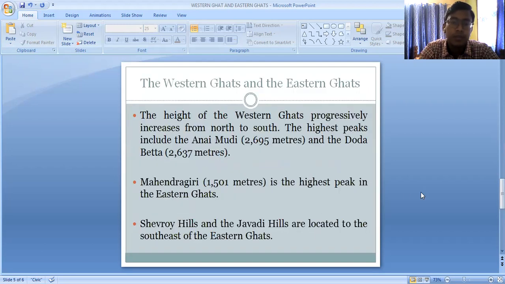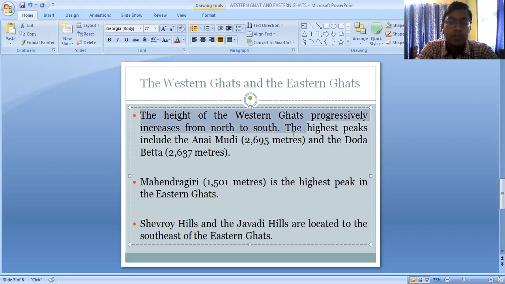See, the height of the Western Ghats progressively increases from the north to the south. It starts increasing, and the two highest peaks are located in the Western Ghat: the Anaimudi, whose height is 2,695 meters, and the Doda Beta, whose height is 2,637 meters.